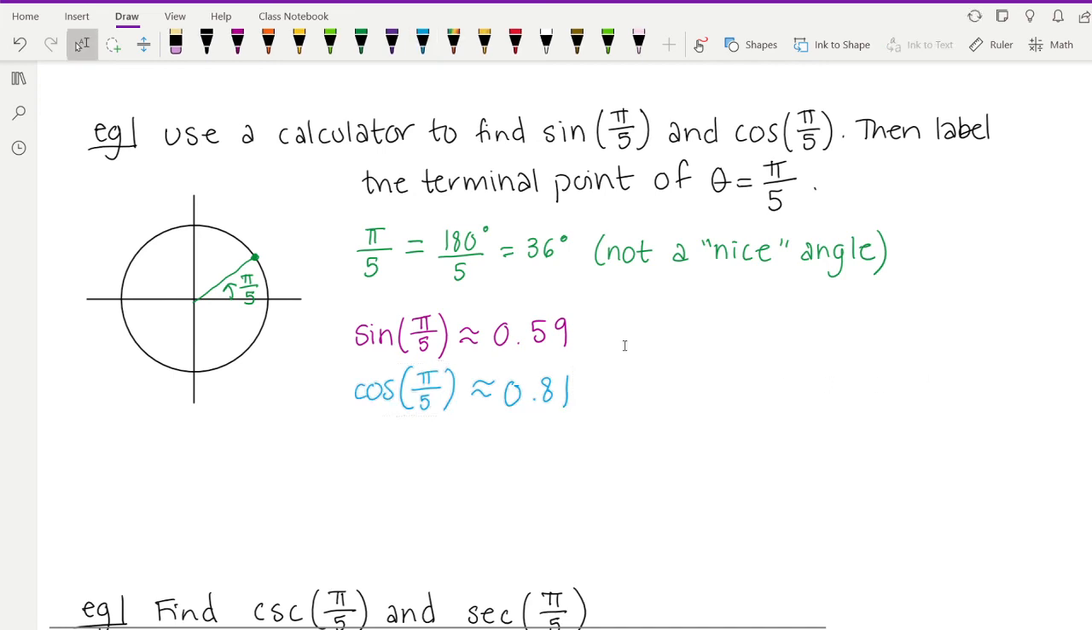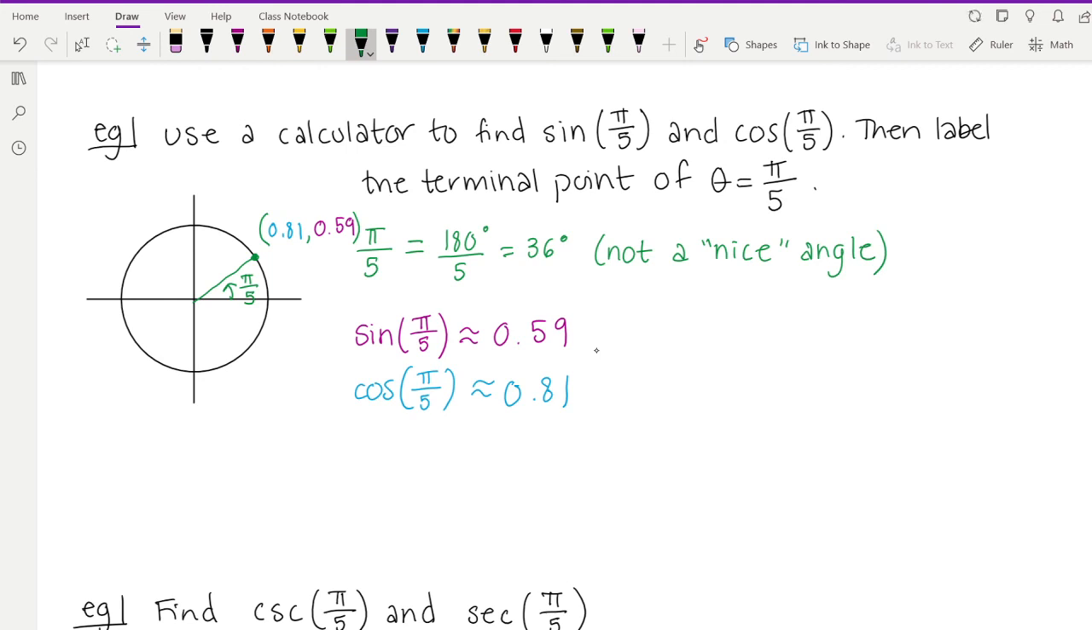Okay, so now that we know this from our calculator, we can kind of work backwards to write down what the coordinates are of the terminal point. So now that we see that cosine is 0.81 approximately, that tells us that the x-coordinate of this point is approximately 0.81, and the y-coordinate is approximately 0.59. And we can kind of just check, does that seem reasonable? And I think it does, right?